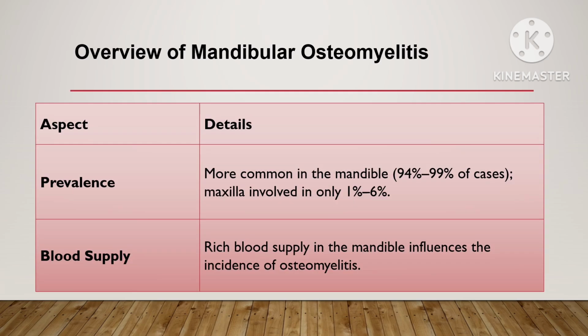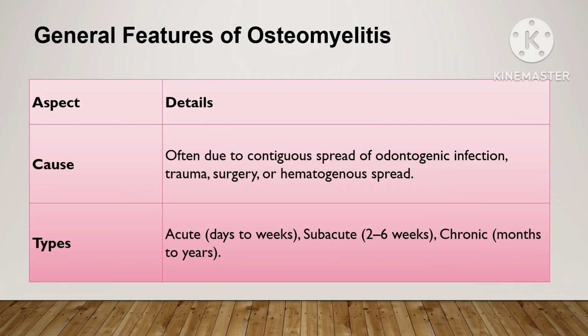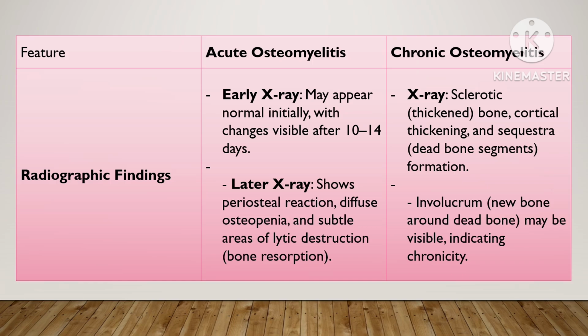Osteomyelitis of the jaw is a bacterial infection of the jawbone that leads to inflammation, bone destruction, and in chronic cases, bone necrosis. It usually results from bacterial spread, often due to dental infection, trauma, or surgery. Based on the onset of the disease, there may be acute osteomyelitis or chronic osteomyelitis.